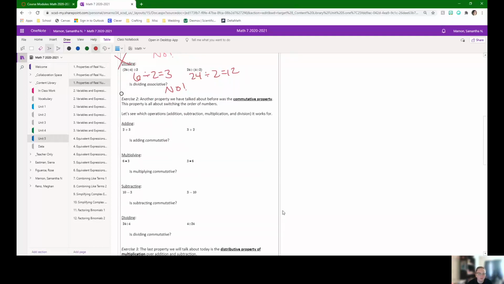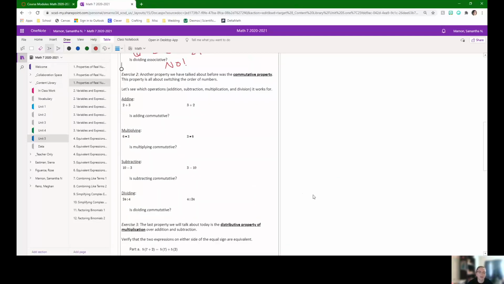So let's look at another property we've done before. So we've done the commutative property before. So this property is all about switching the order of the numbers. So can we change the numbers around and get the same answer? So we're going to do the same thing we did before for adding, multiplying, subtracting, and dividing. So why don't you pause this video and see if you get the same answers for all the ones on the left as you do on the right. And so do that for all adding, multiplying, subtracting, and dividing.